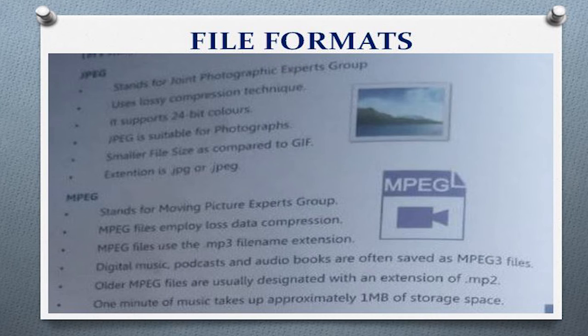Next one is MPEG. MPEG means Moving Picture Experts Group. MPEG files employ lossless data compression. MPEG files use the MP3 file extension. Suppose you have any audio files, these come under MP3. So digital music and audiobooks are often saved as MPEG3 files. Older MPEG files are usually designated with an extension of .mp2. 1 minute of music takes approximately 1 MB of storage space. That means 1 minute of a song will take 1 MB of space.